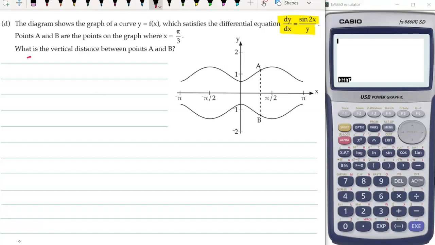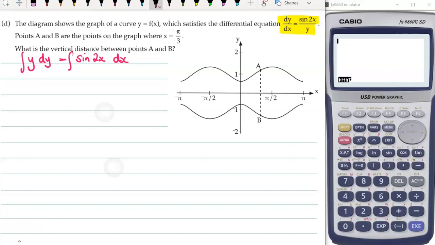If we bring the y up to the left-hand side, make it y dy, and the x over to the right-hand side, so we have the dx over there, and we can integrate both sides. So that was called separating variables. That's the method I'm using just now.